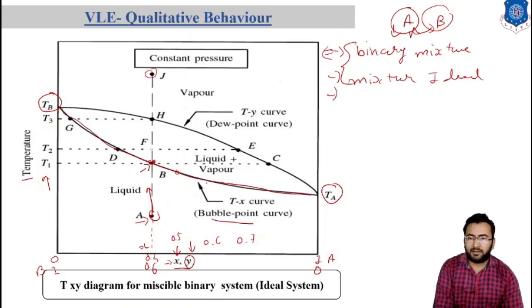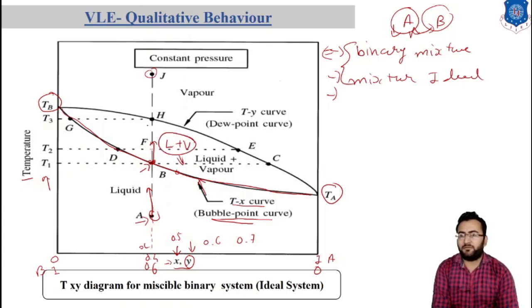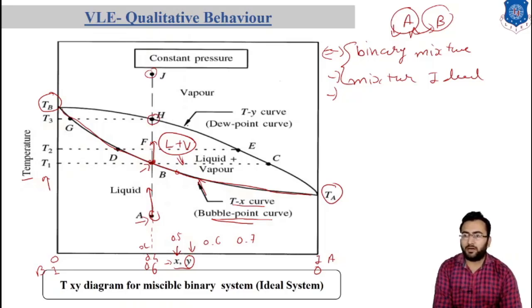So that's why this curve is known as a Tx curve, or you can say the bubble point curve. Similarly, if we increase the temperature again, we will get liquid plus vapor in equilibrium with each other, and if we increase the temperature again, all the liquid is converted into vapor.